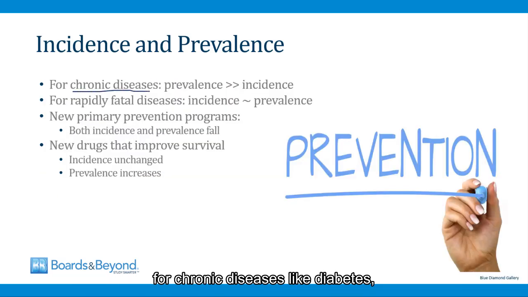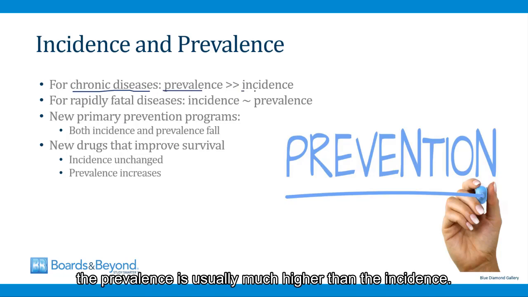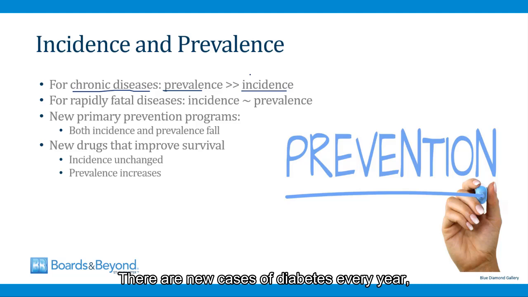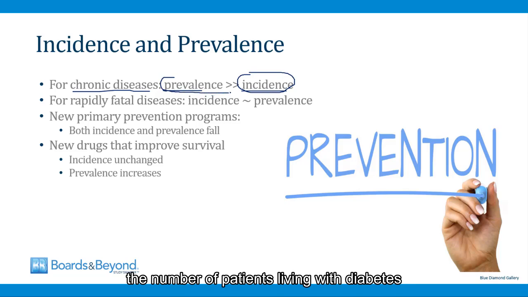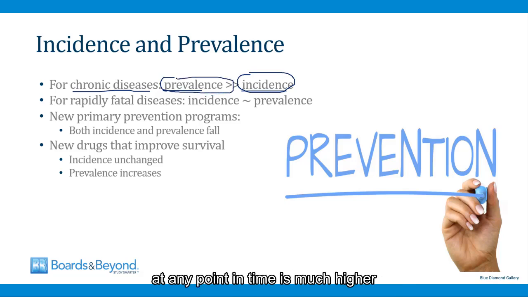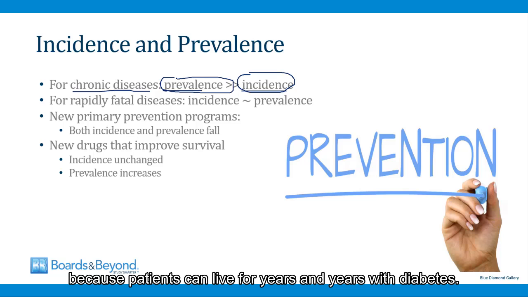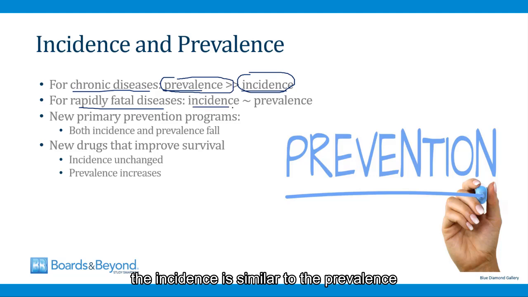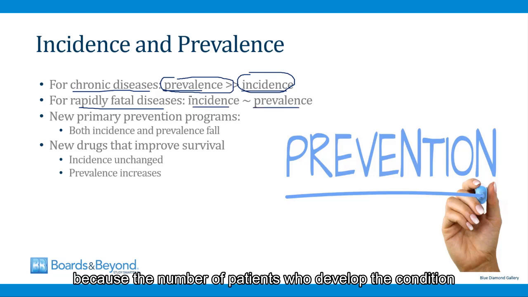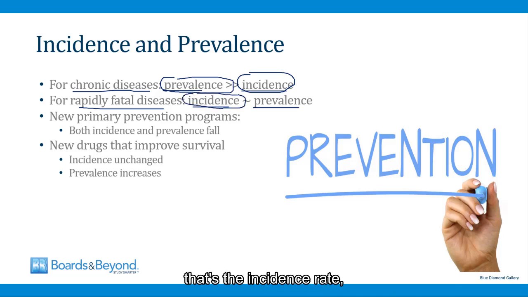For chronic diseases like diabetes, the prevalence is usually much higher than the incidence. There are new cases of diabetes every year, that's the incidence rate, but the prevalence, the number of patients living with diabetes at any point in time, is much higher because patients can live for years and years with diabetes. In contrast, for rapidly fatal diseases, for example with Zika virus infection, the incidence is similar to the prevalence because the number of patients who develop the condition as a new diagnosis, that's the incidence rate, is roughly equal to the prevalence rate because patients either die quickly or resolve the infection.